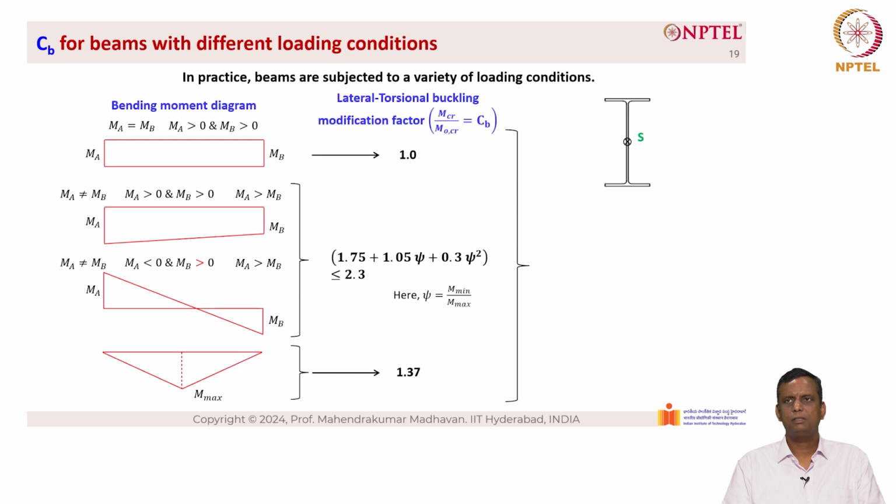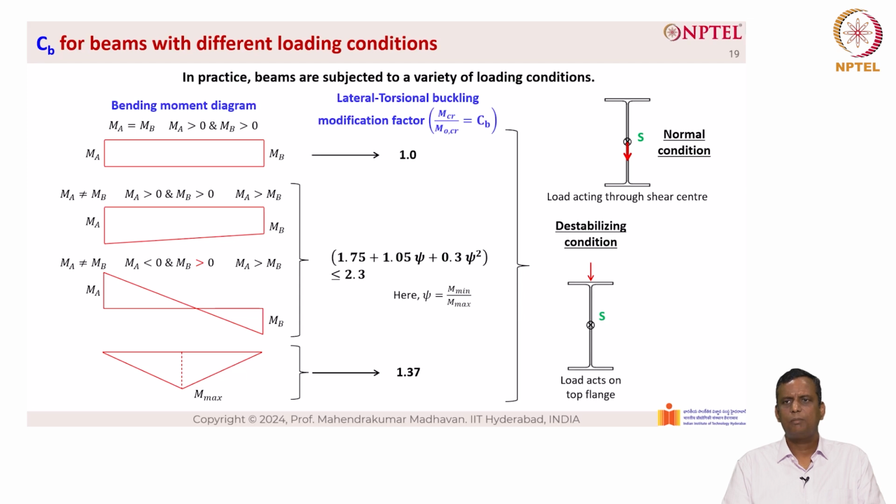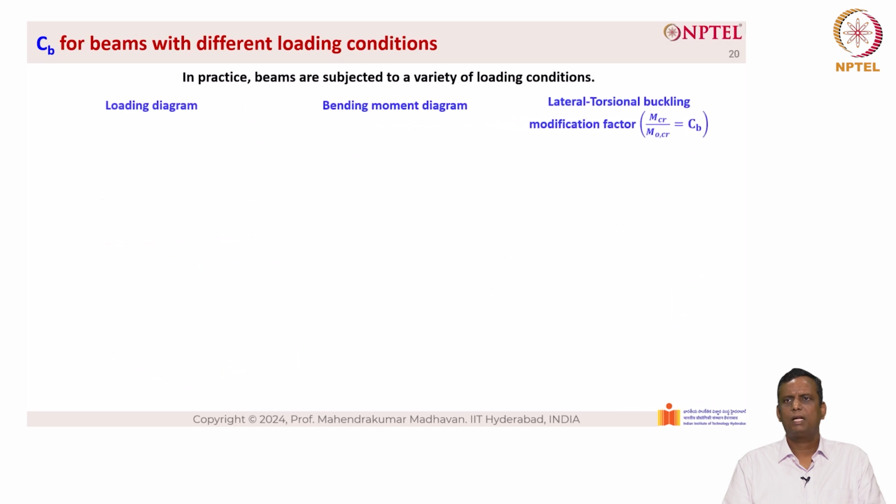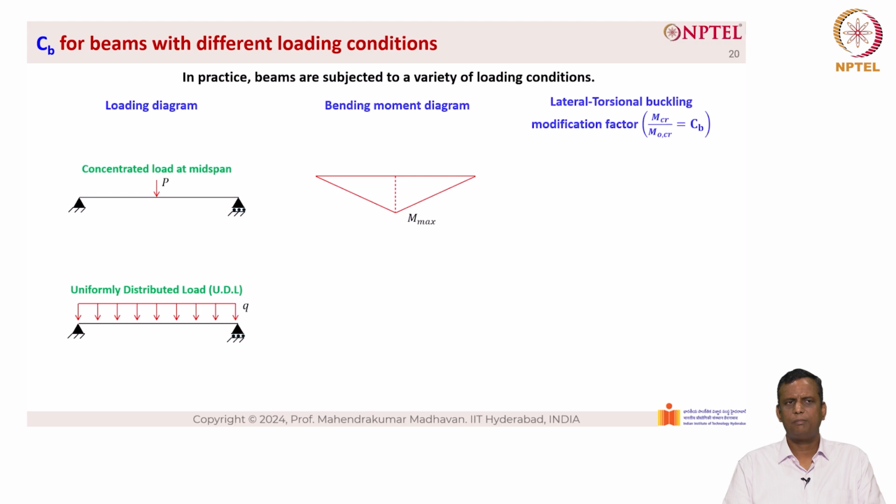Now this is based on the assumption that the load is acting at the shear center, which is a normal condition. For destabilizing condition, the load acts on the top flange, and in rare situations, the load could also act at the bottom flange, which is also known as stabilizing conditions. Now the first one, which is the load acting through the shear center, has been solved. Now for the destabilizing condition, where the load is acting at the top flange as well as the load acting at the bottom flange, we need to understand how to solve this problem. So for concentrated load acting at the midspan, we have the bending moment diagram, and for uniformly distributed load, we have the following bending moment diagram.